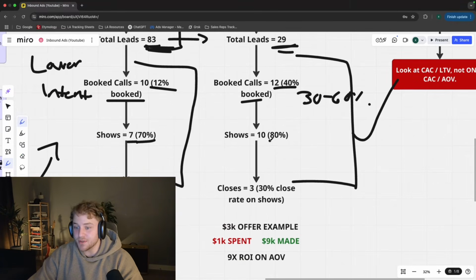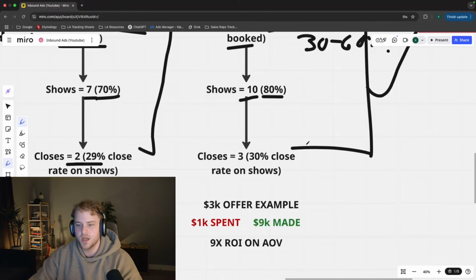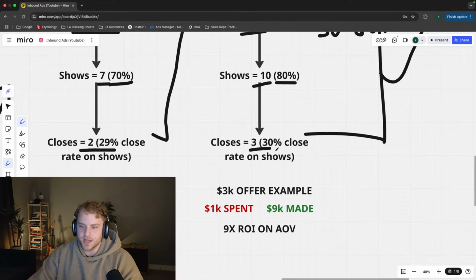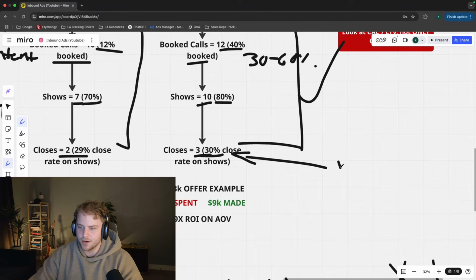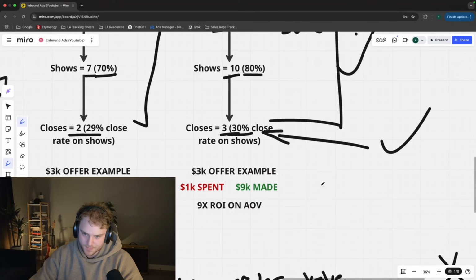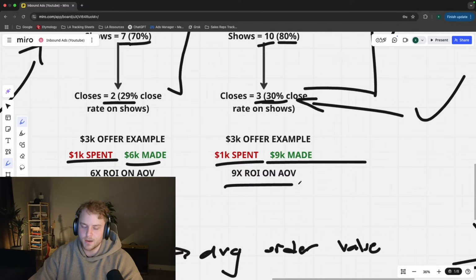So let's say we have an 80% show rate and we have 10 people show up from the 12 calls booked, and we get 3 closes at a 30% close rate. What's also going to happen is your close rate is going to be higher from higher intentful people. So then in this case, we have 1K spent, 9K made back, 9x return on investment on average order value.